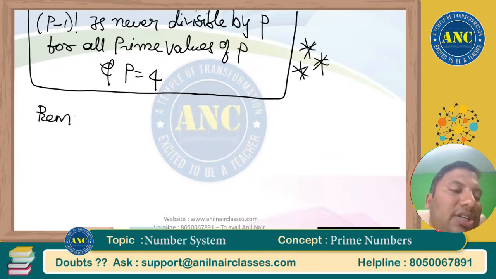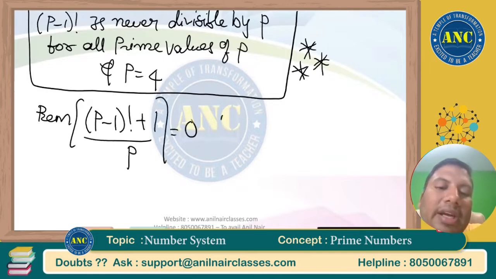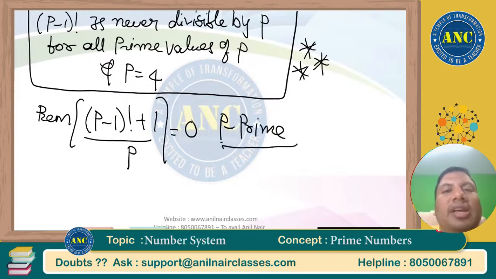Next, we will see Wilson's theorem application. (P minus 1) factorial plus 1 when divided by P gives 0, as long as P is a prime number. I hope the idea is clear. If P is a prime number, you can use Fermat's theorem, Wilson's theorem, and the divisibility rule to get the remainders.